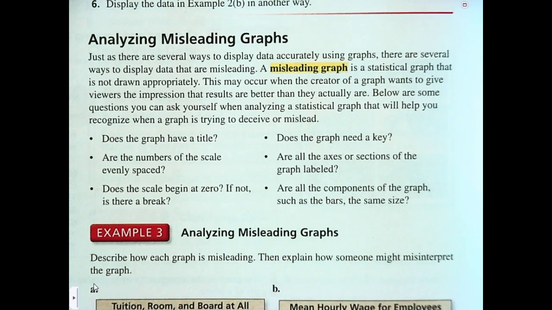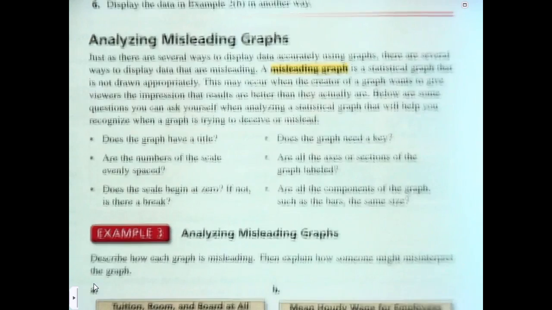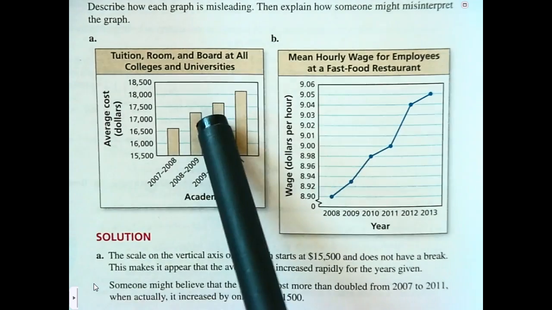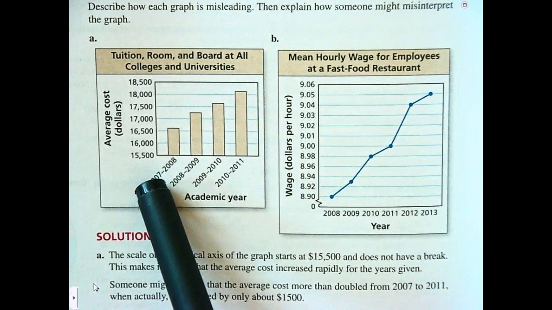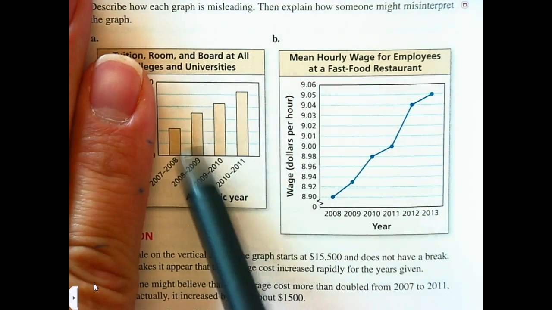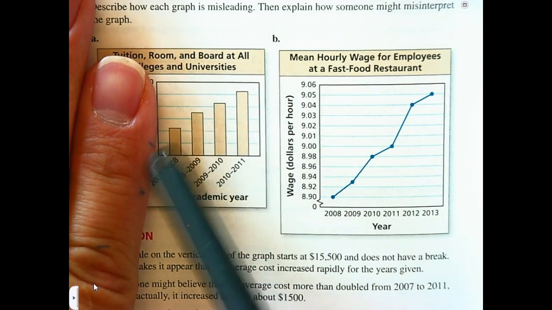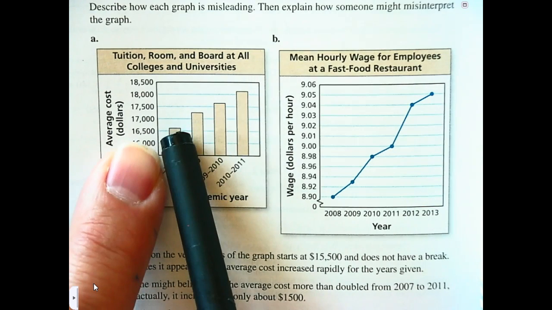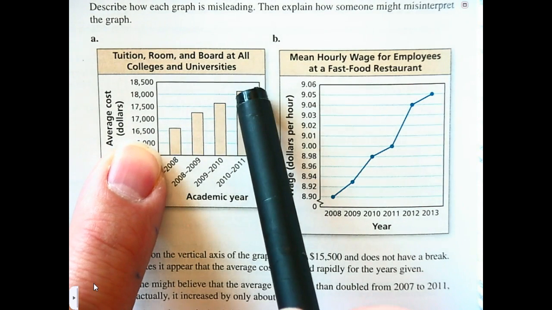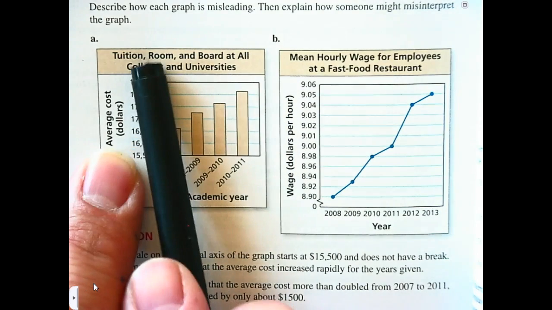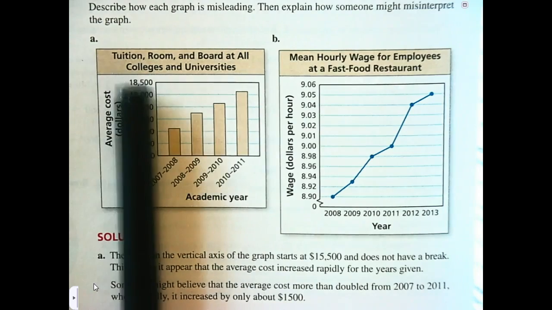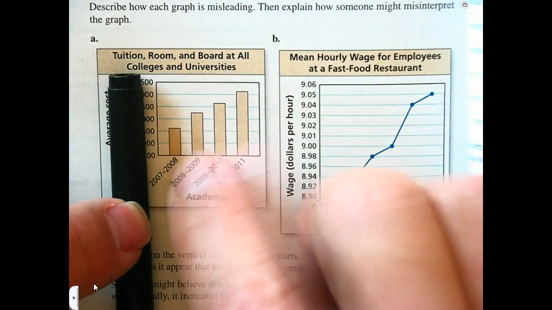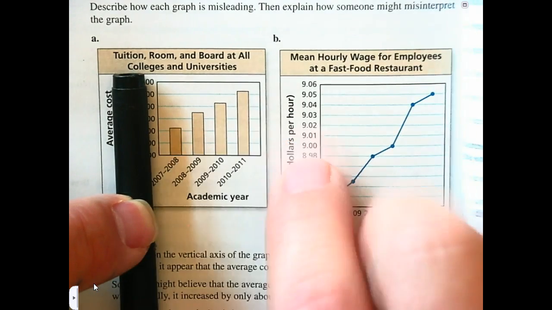Does the graph need a key? Are the axes or sections labeled? Are the components of the graph, such as bars, the same size, or do they make them wider or narrower? Taking a look at this graph right here, notice the y-axis doesn't start at 0. But if you just look at the bars, you would say, well, hey, this bar is like twice as big as that one. Whereas when you really look at it, this represents about 16,500 and that represents about 18,000. That graph's misleading. If someone just does a quick glance and looks at the lengths of the bars, this one looks twice the value.